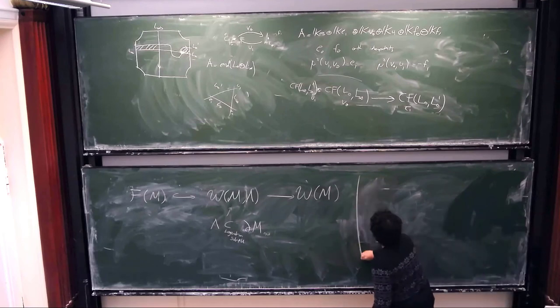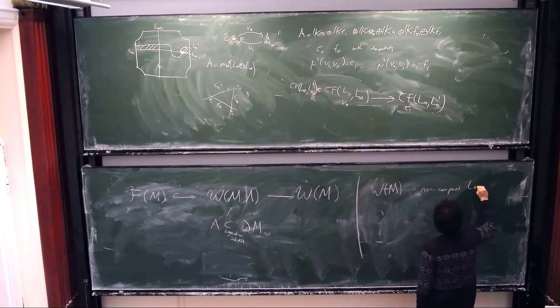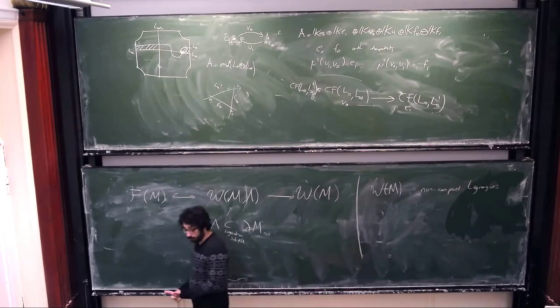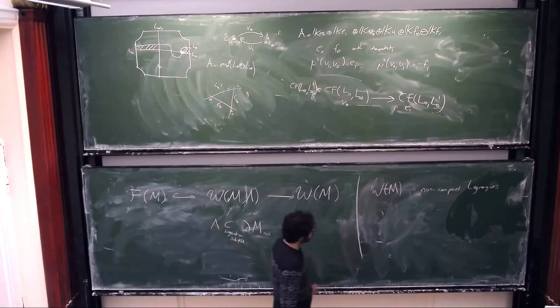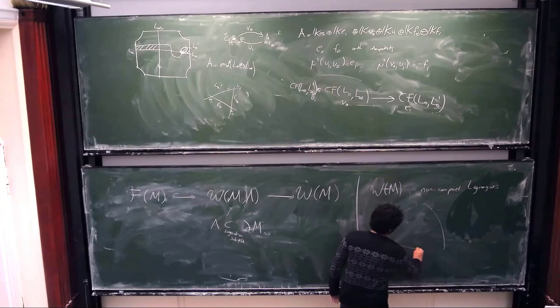Okay, so omega of m is somewhat similar, but it has, in addition, non-compact objects. Non-compact Lagrangians. And these non-compact Lagrangians, we have to talk about how they behave at infinity. We eventually want to do intersection theory with them. So they are kind of some non-compact Lagrangians that go to infinity.